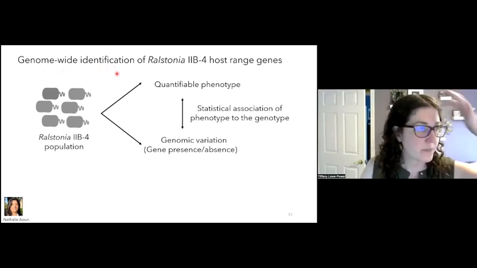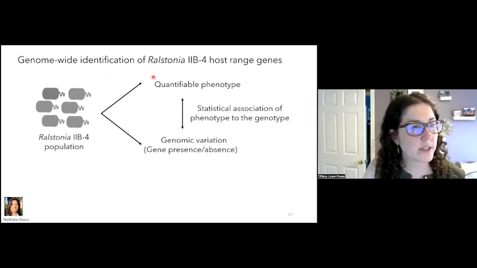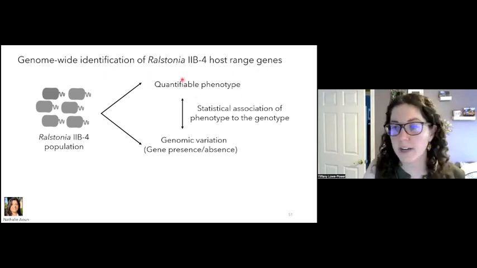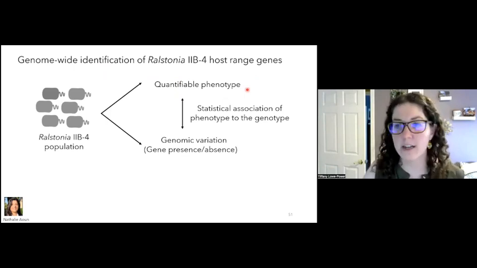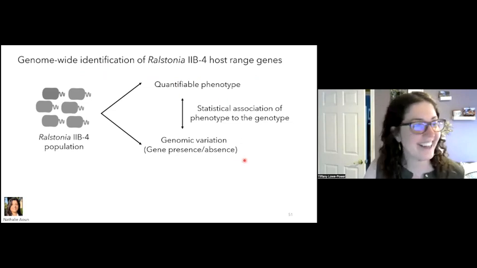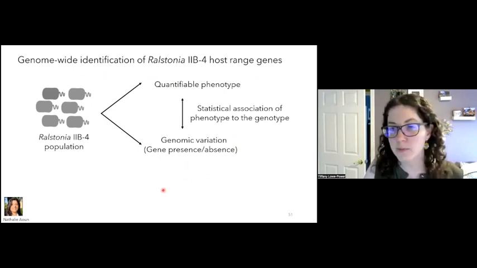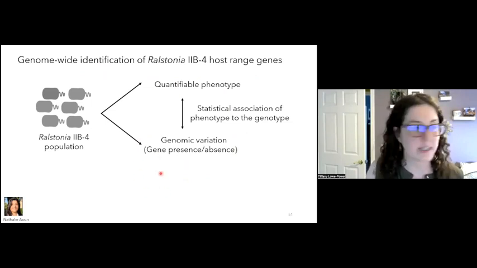So the basis of trying to get to understanding host range is that we're using some genome-wide association approaches. For these approaches, you need to have a phenotype that's quantifiable, ideally with some natural variation of that phenotype. You can't just have the same phenotype for everything. And then also some genomic variation. In this case, we're starting with gene presence absence in the pangenome of this Ralstonia population.